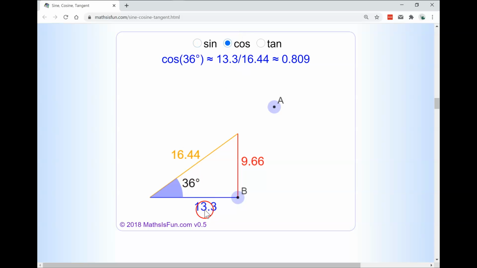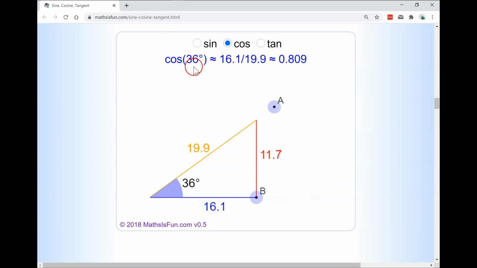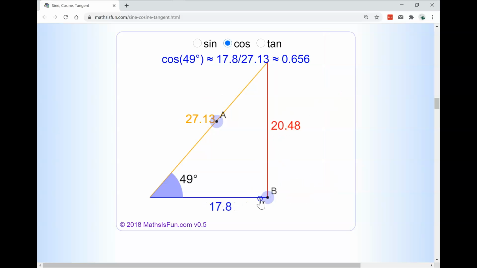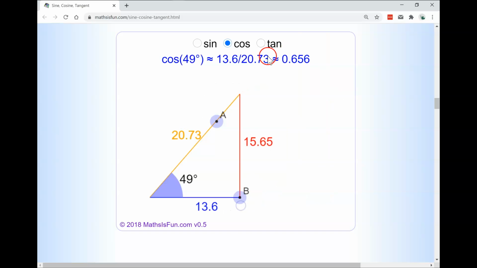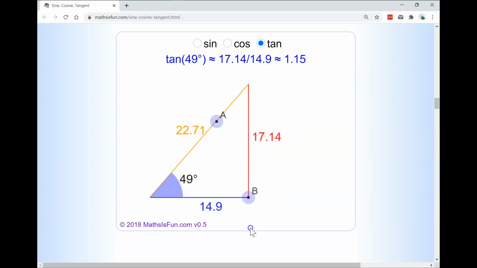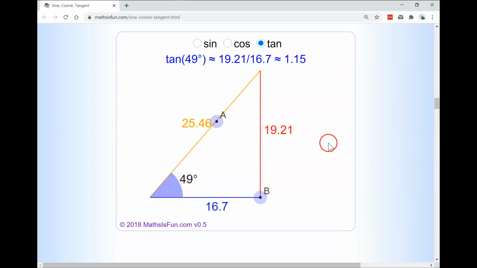When you divide the adjacent side by the hypotenuse, I should always get 0.809. And you may be going, well, maybe there's something special about 36 degrees. So let's change the angle. Let's make it 49 degrees. So this should stay 0.656. Okay, well, let's see if it works for tangent. You can see sometimes there's a slight rounding error. This changes from 1.15 to 1.151. That's just because we're rounding some numbers here. But these ratios always stay the same.